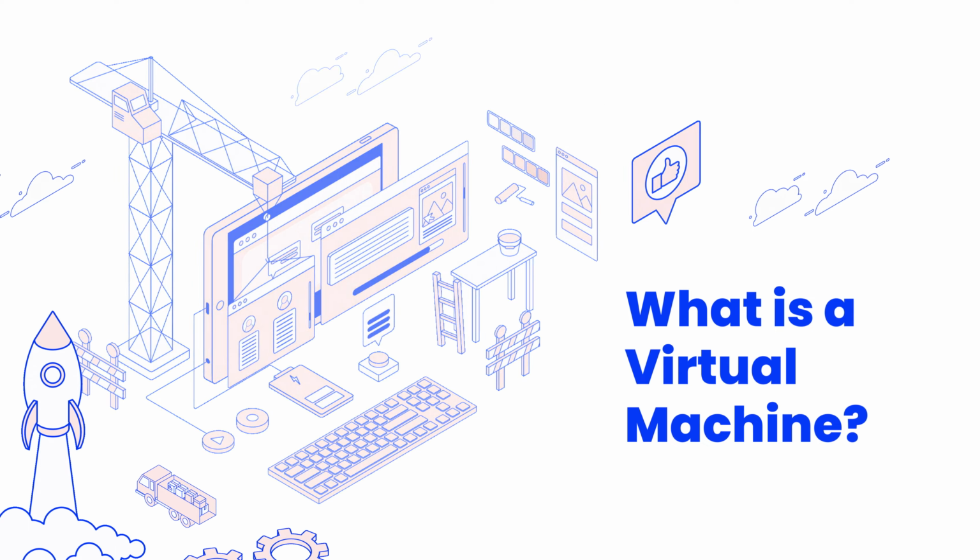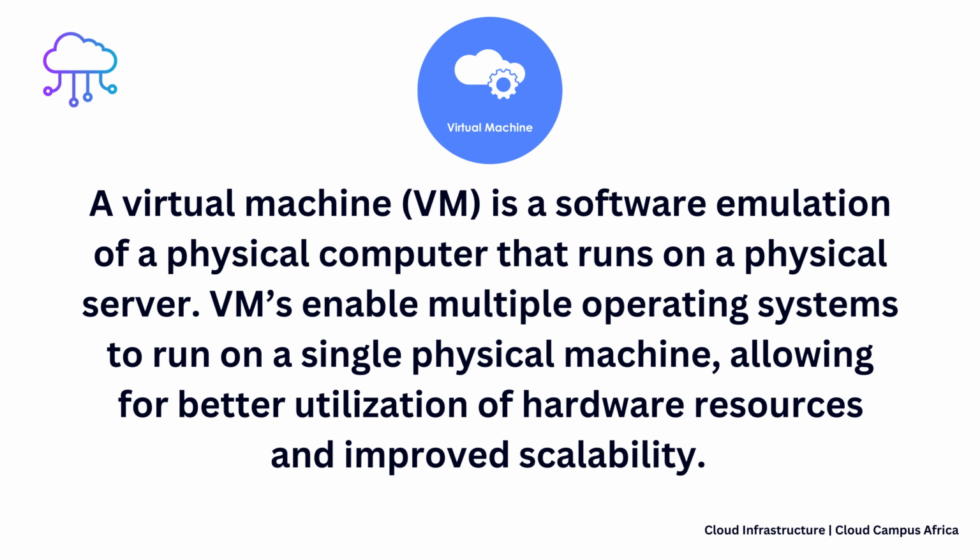First, let us look at virtual machines. A virtual machine is a software emulation of a physical computer that runs on a physical server. VMs enable multiple operating systems to run on a single physical machine, allowing for better utilization of hardware resources and improved scalability. For example, imagine that Burg Donkey wants to host a website on the cloud. By deploying a VM, they can create a virtual machine instance with the desired operating system, memory, and storage specifications, and then install and configure the web server and application software on it.